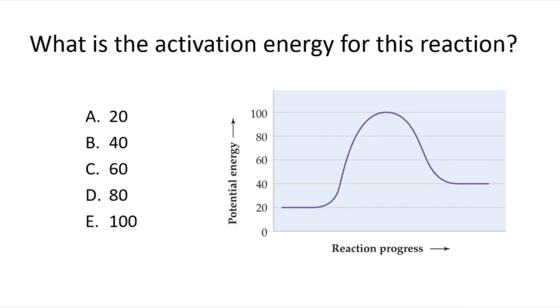So you try. What would be the activation energy for this reaction? So we measure the activation energy difference by looking at the difference between the starting energy of the reactants and the energy of the transition state, the top of the curve. So the difference in energy there, going from 100 to 20, would be 80 energy units.